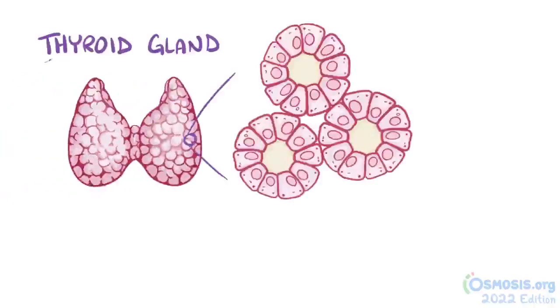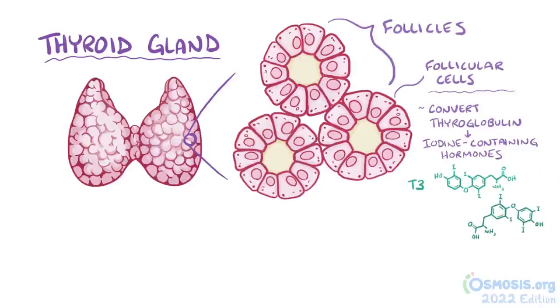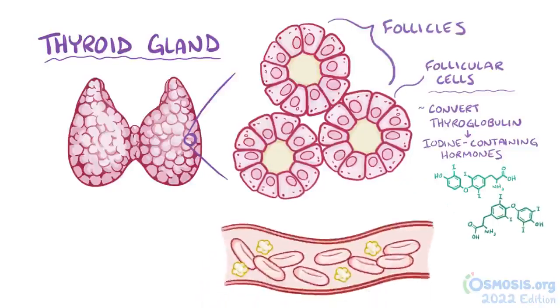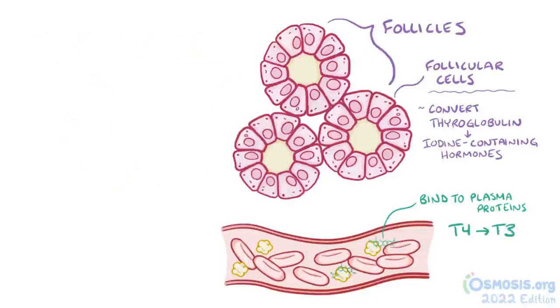If we zoom into the thyroid gland, we'll find thousands of follicles, which have a sticky substance called colloid, which sits within follicular cells. Follicular cells convert the protein thyroglobulin into two iodine-containing hormones, triiodothyronine, or T3, and thyroxine, or T4. Once released from the thyroid gland, these hormones enter the blood and the majority is bound to circulating plasma proteins, with only a small amount of T3 and T4 traveling unbound in the blood. Ultimately, these two hormones get picked up by nearly every cell in the body, and once inside the cell, T4 is mostly converted to T3, at which point it can exert its effect.